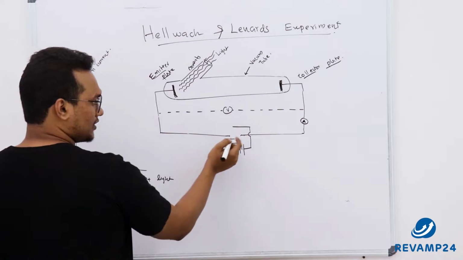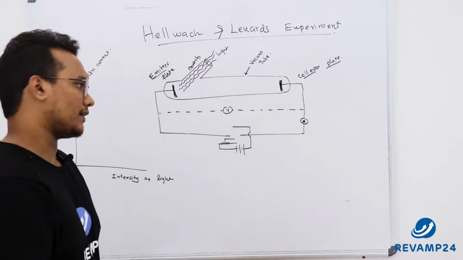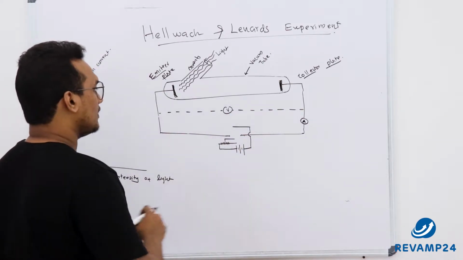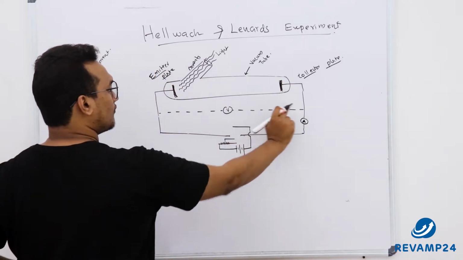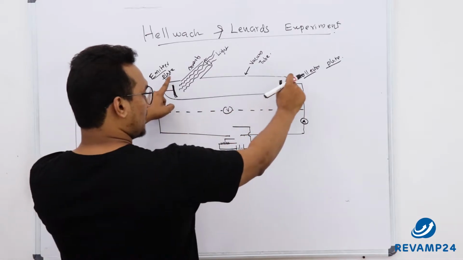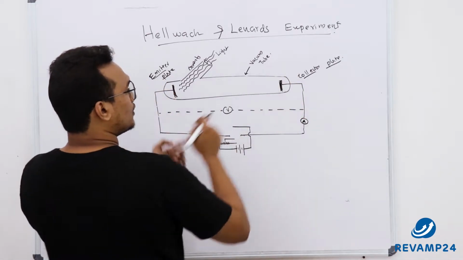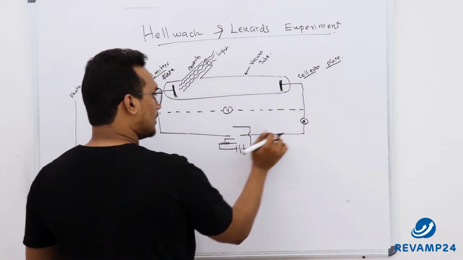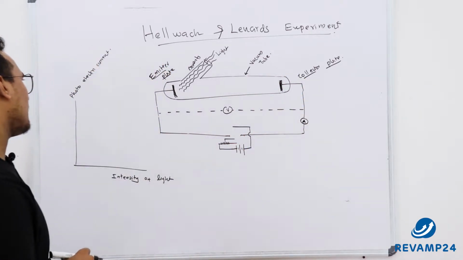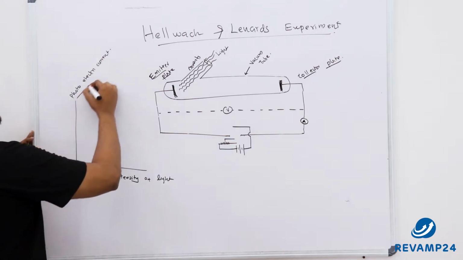So there is a switch made in this way. I will explain this later. What does this switch represent? Basically they are connected to a power source through an ammeter and a voltmeter. The voltmeter measures the potential difference between the two metallic plates, and the ammeter gives the value of the photoelectric current. And why are we calling it photoelectric current?